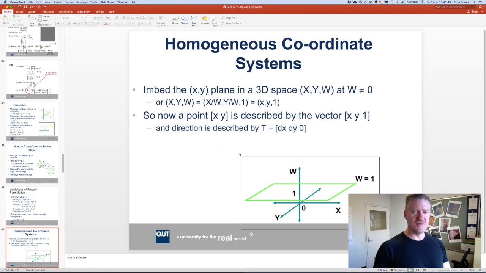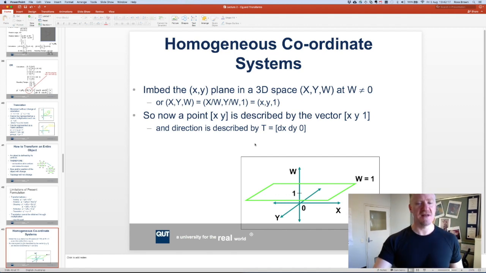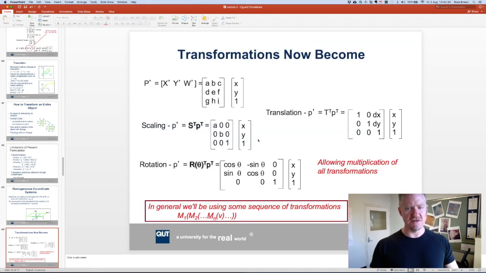Enter homogeneous coordinate systems. And we know this: we embed the xy plane in a 3D space, x, y, w, at w not equal to 0. Or x, y, w is equal to x over w, y over w, 1. So now a point xy is described by the vector xy, 1. And direction is described by the vector dx, dy, 0. And these homogeneous transformations allow us to therefore turn the translate into a matrix multiplication operation, and therefore can use them in a concatenated series of transforms.